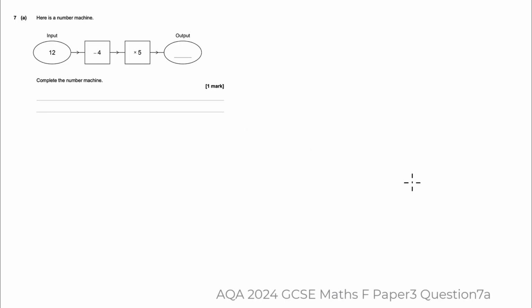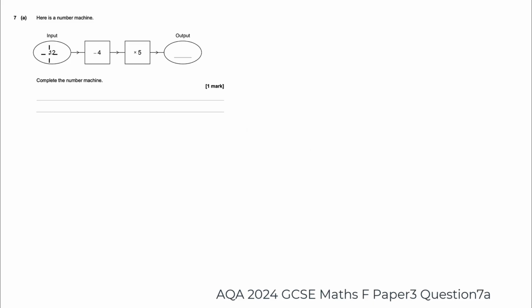So here we have question 7. And in part A, we're given a number machine, input 12, couple of operations, and here's the output. We're asked to complete the number machine.